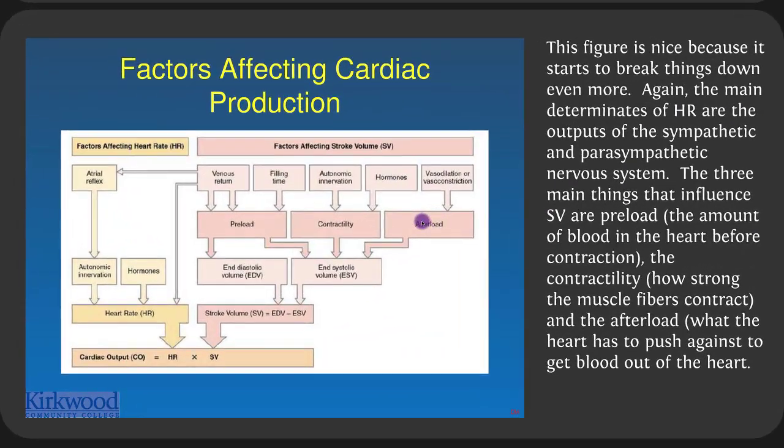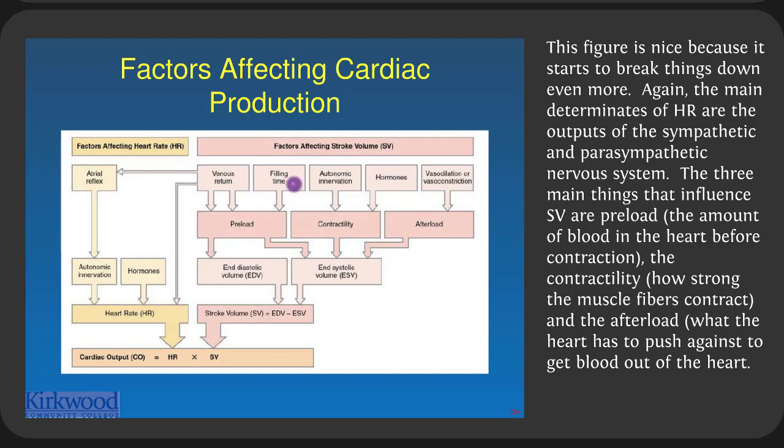This figure is nice because it starts to break things down even more. Again, the main determinants of HR, or heart rate, are the outputs of the sympathetic and parasympathetic nervous system. The three main things that influence stroke volume, again, are preload, contractility, and afterload. And then when we draw this out on the board, we'll clarify what these other factors are a little bit more clearly, I hope.